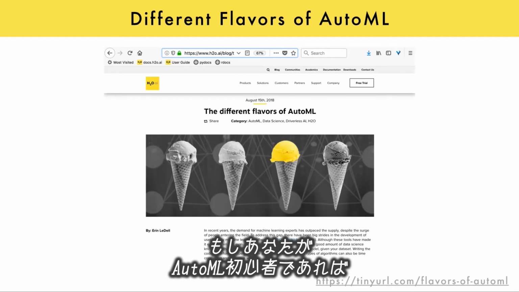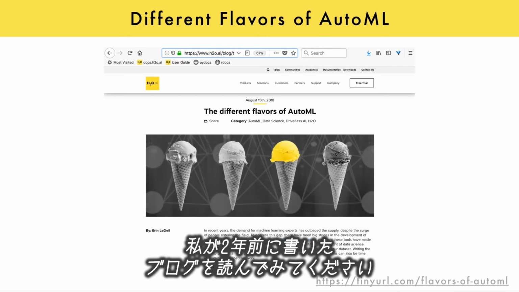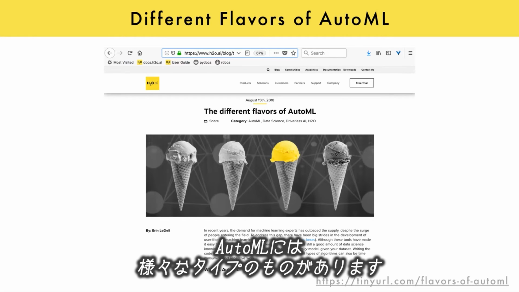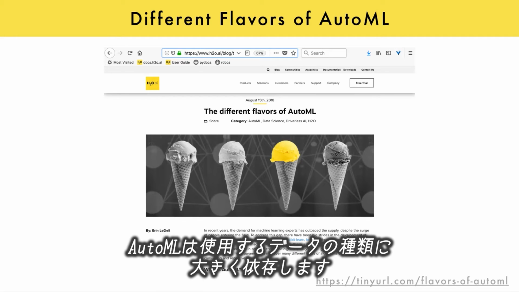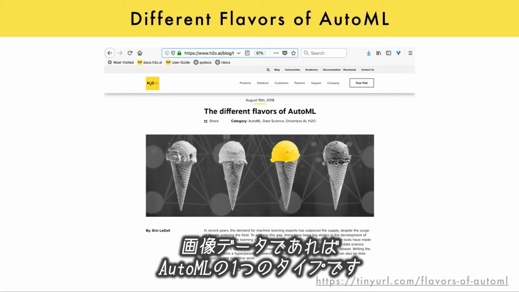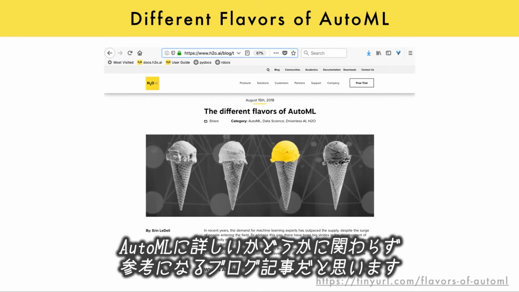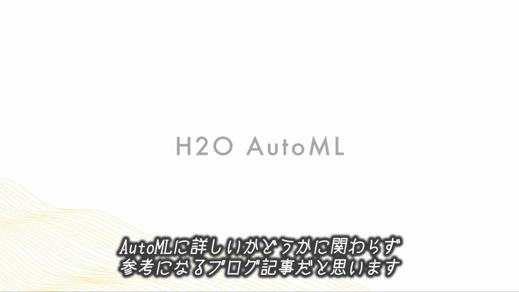If you're new to AutoML, I'm pointing out this blog post that I wrote. It's almost 2 years old now, but it introduces you to the field of AutoML. There are all different types of AutoML. It depends a lot upon what type of data you're looking at. If you have image data, that's one type of AutoML. If you have tabular data, that's another. So if you're familiar, or if you want to get familiar, this is a good blog post to read.